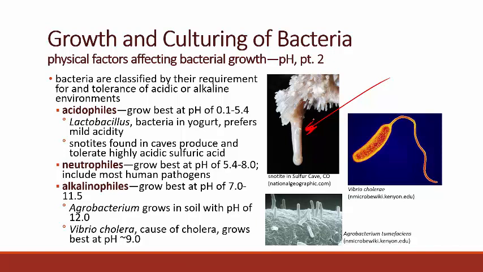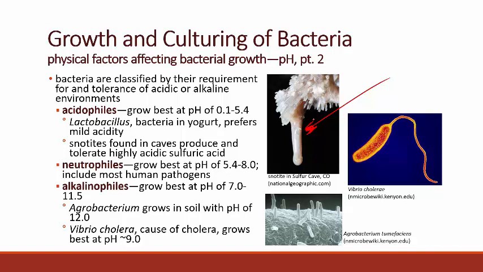Neutrophils, these are the ones that grow best at a pH somewhere between 5.4 to 8. And most human pathogens are neutrophils. They like that moderate pH. They don't want to be in a real extreme pH. And then alkalinophiles are ones that grow best anywhere between 7 to 11.5. So there's a little bit of an overlap there with neutrophiles and alkalinophiles.